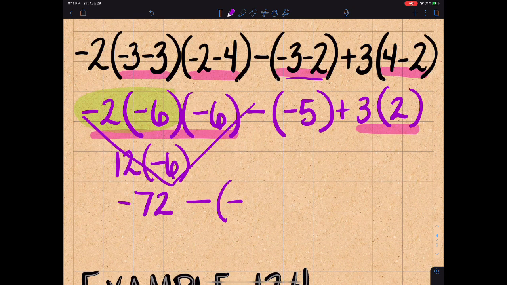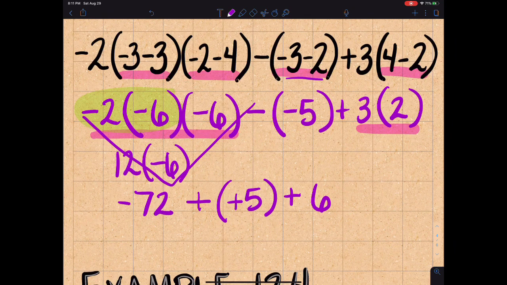I don't do anything with that for now. And then I'm going to add 6. Okay, so let's do negative 72 minus a negative 5. When you minus a negative 5, that's the same as adding a positive 5.